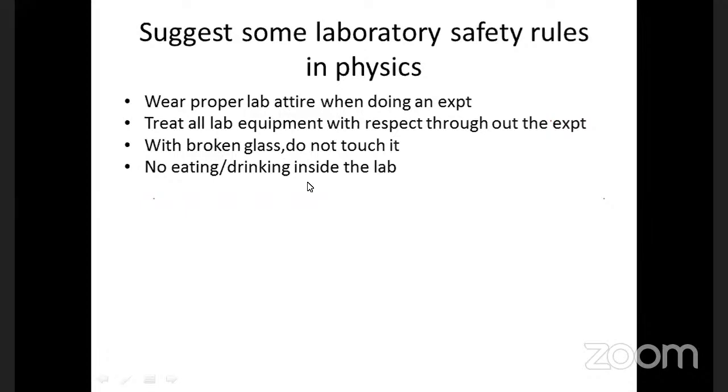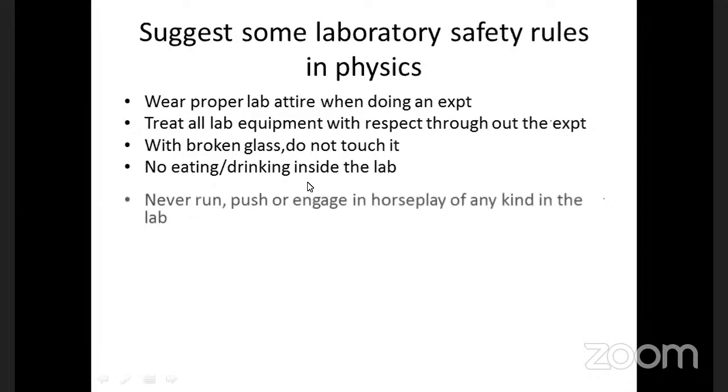Some of you like sneaking into the lab with some eatables. So it is not allowed. When you go to the lab, you're not supposed to eat there. You're not supposed to drink there. Even some of you go to the lab and when you get thirsty, you think you must take water from the lab. That water in the lab is not very safe for drinking. Don't drink it. Is that okay?